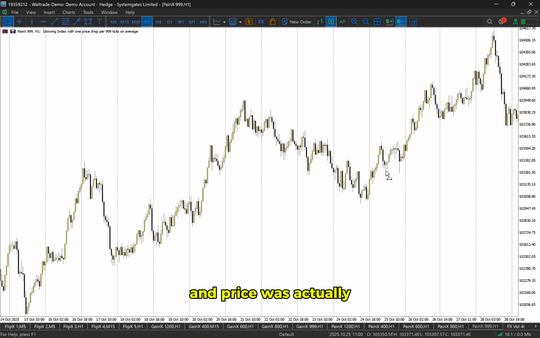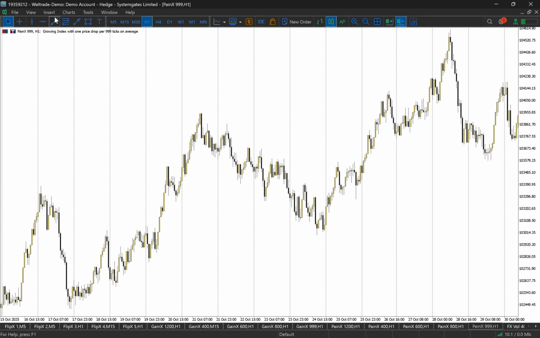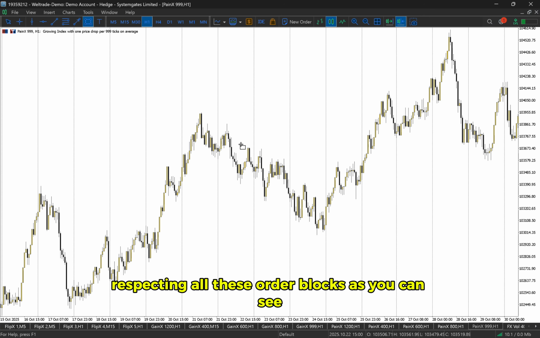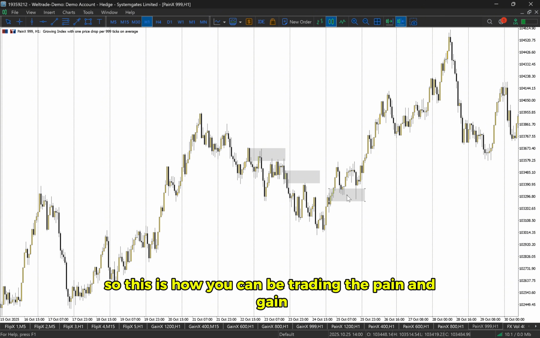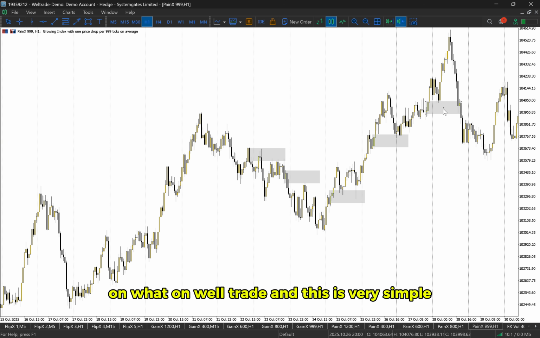you are going to be seeing that we have a lot of these, and price was actually respecting all these order blocks, as you can see, and you can mark a lot of them as price was going down. So this is how you can be trading the Pain and Gain on Weltrade.